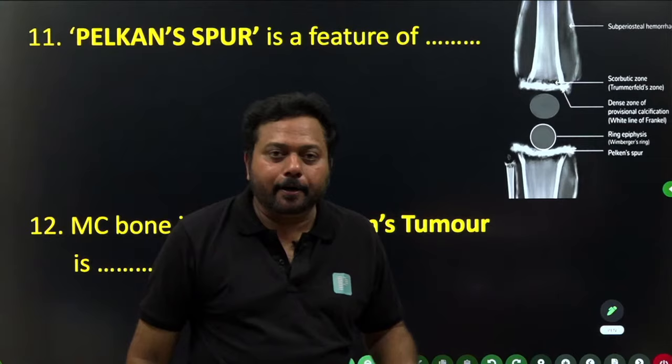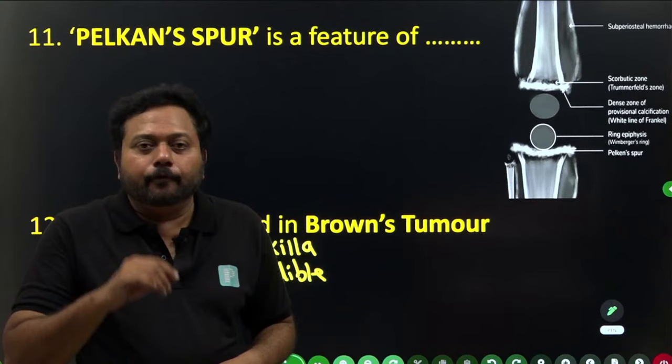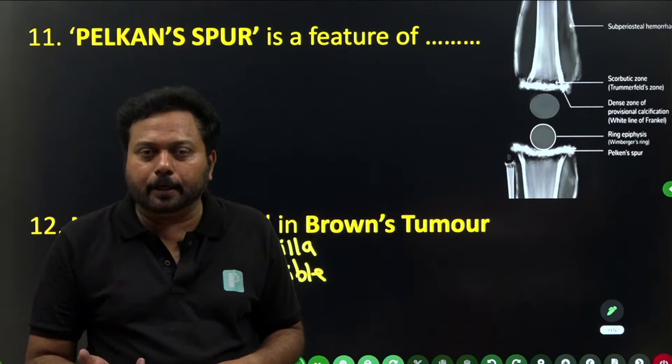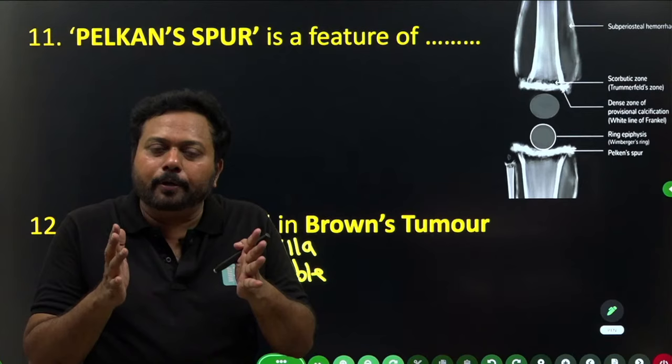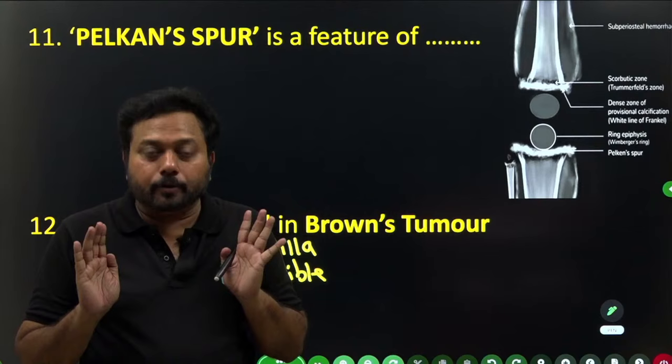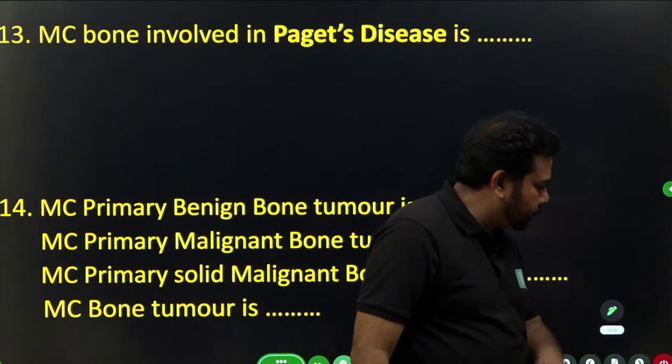So, the most common bone involved in brown tumor, otherwise called osteitis fibrosa cystica. What is the cause? Primary hyperparathyroidism. It's an expansile lytic bone lesion which consists of a lot of osteoclasts. That is called brown tumor. Most common bone involved is maxilla. Equally common bone involved is mandible. Several times asked question.